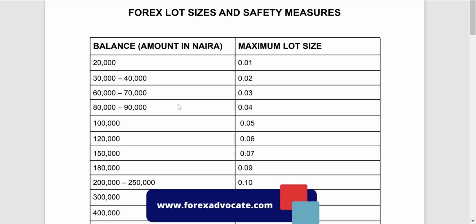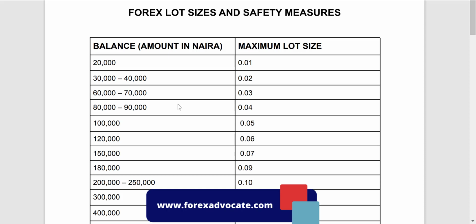But if you are using a micro lot, that is 0.01, as an example, anytime the market moves in your favor, you are making $0.1, and anytime it moves against you, you are losing $0.1. You can see the influence of the lot size on your profit or loss now. Even when the market moves with the same number of pips, your lot size has a lot to do with your profit. Get that? That is one. Another thing is this.